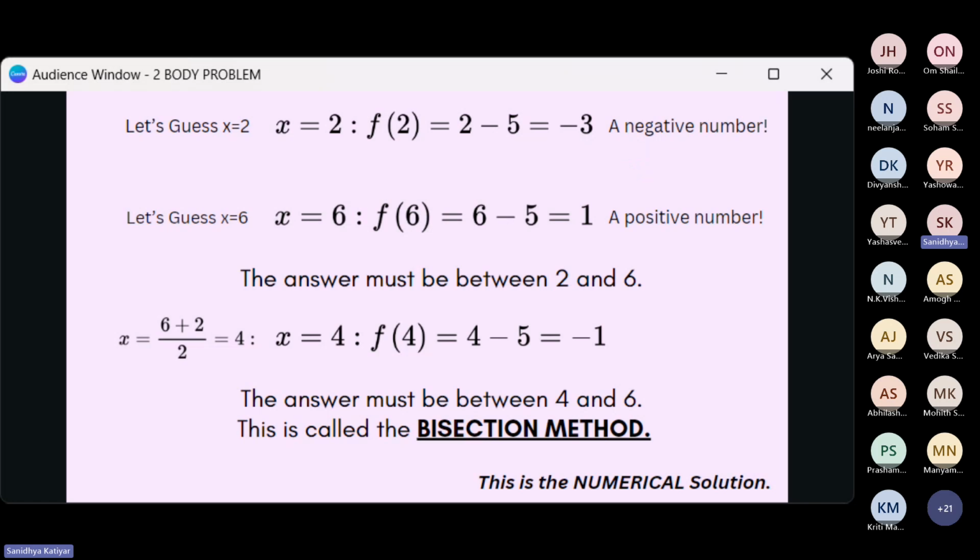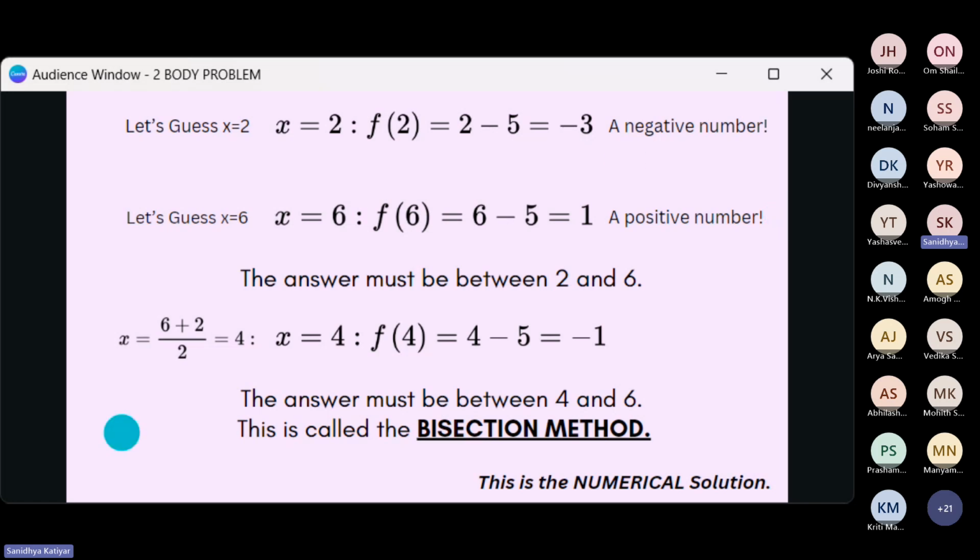Then we calculate for another value of x, that is x equals 6. So f of 6 equals 6 minus 5 equals 1, which is a positive number. So we now know that the answer must be between 2 and 6, because x minus 5 is a continuous function. So the root, where f of x equals 0, must be between 2 and 6.